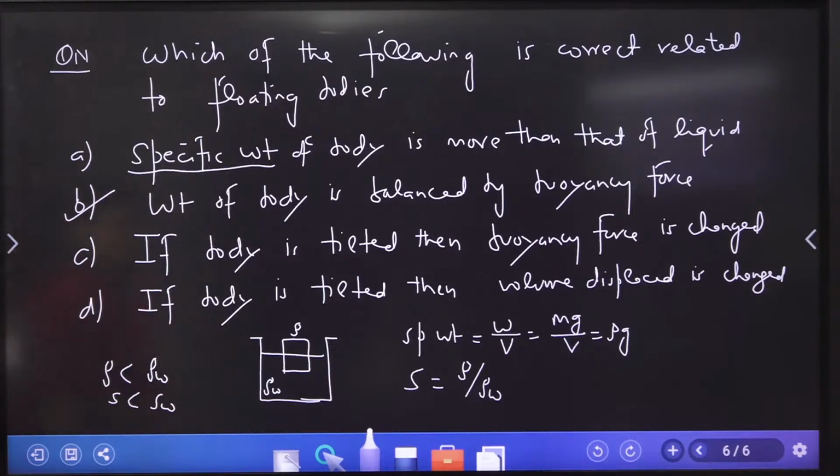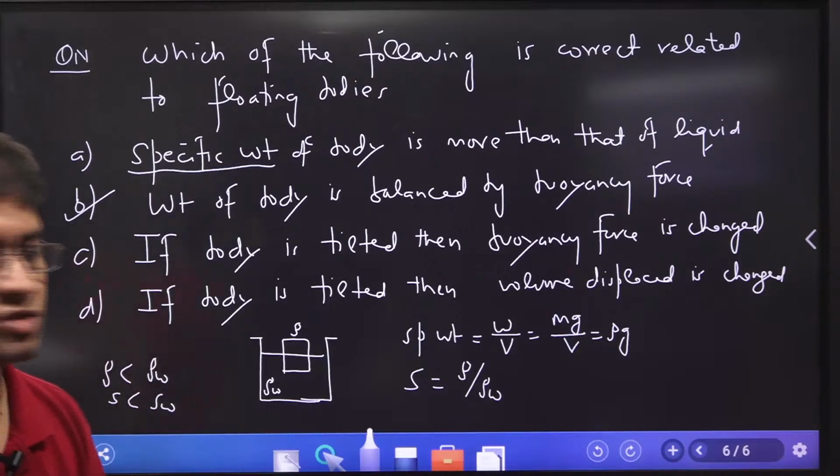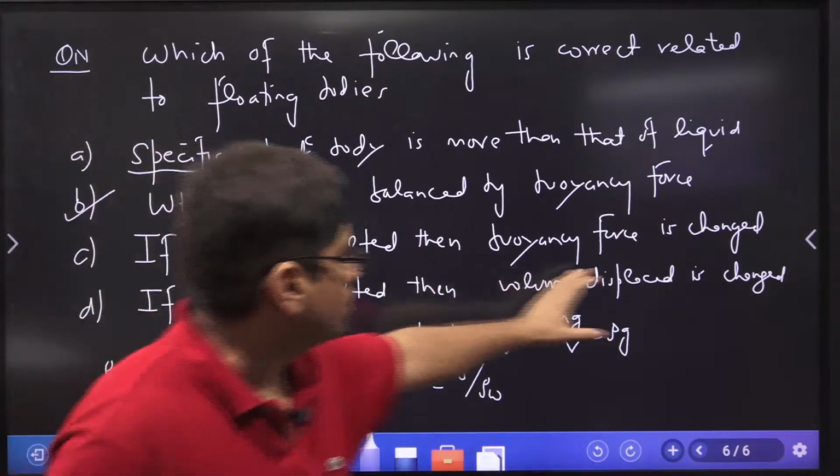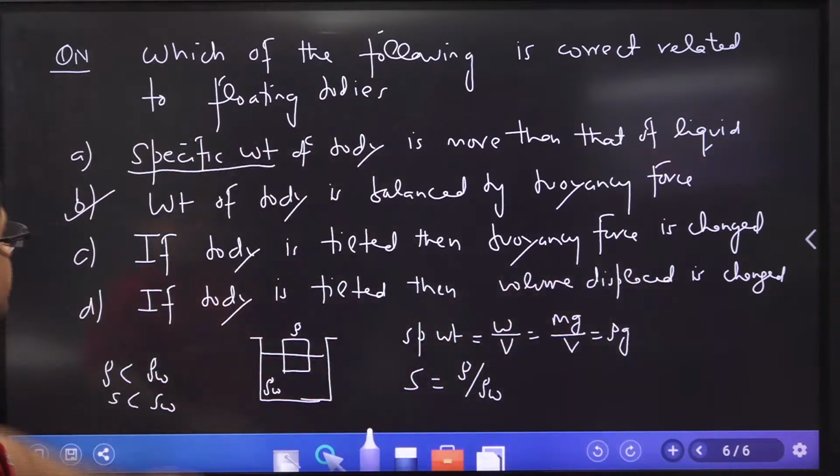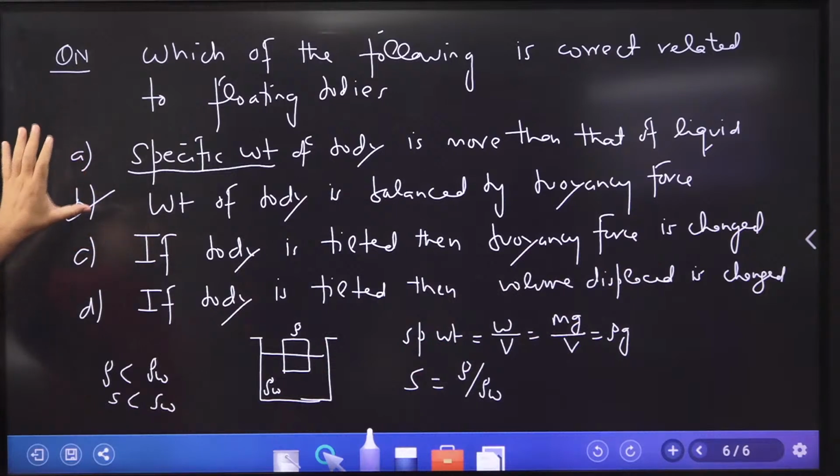Floating में ये होता है. Body is tilted, buoyancy force is changed, no. Because even if it is tilted, the buoyancy force and weight will be balanced. And buoyancy force is the weight of the liquid displaced. So the volume of liquid displaced also does not change. Only answer correct in this is B. That is the only answer which is correct. That is how we need to see this.